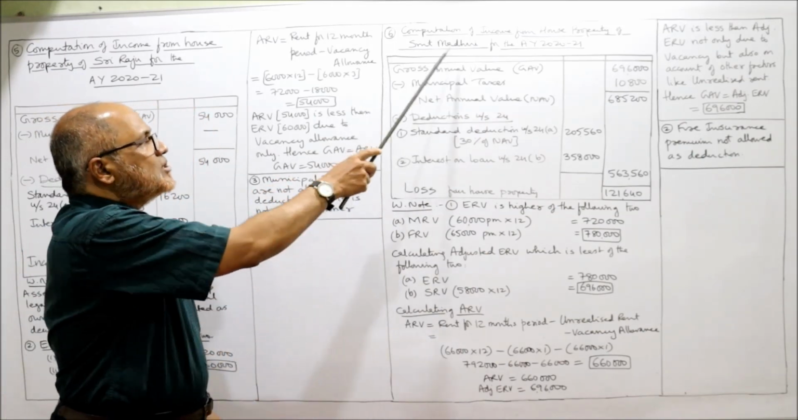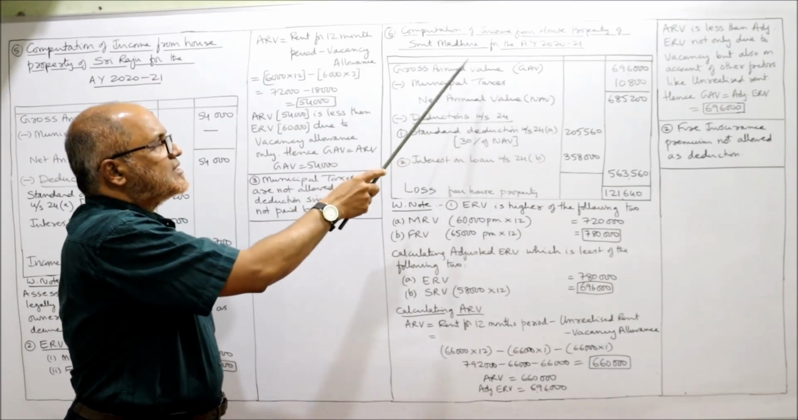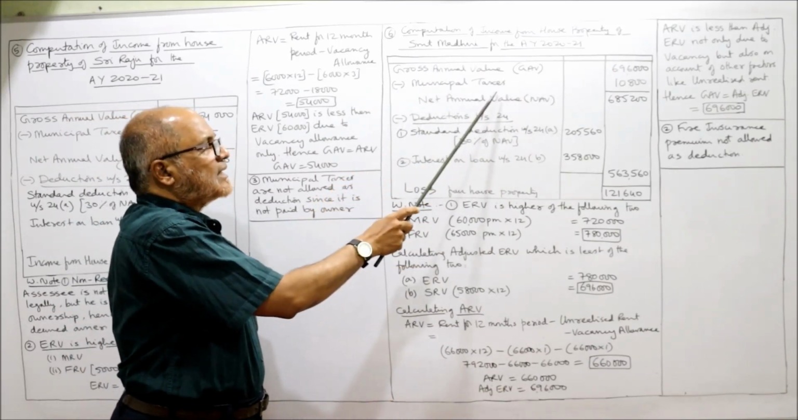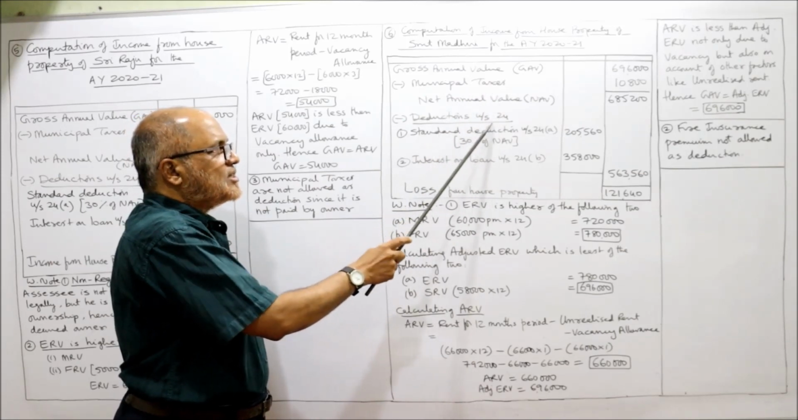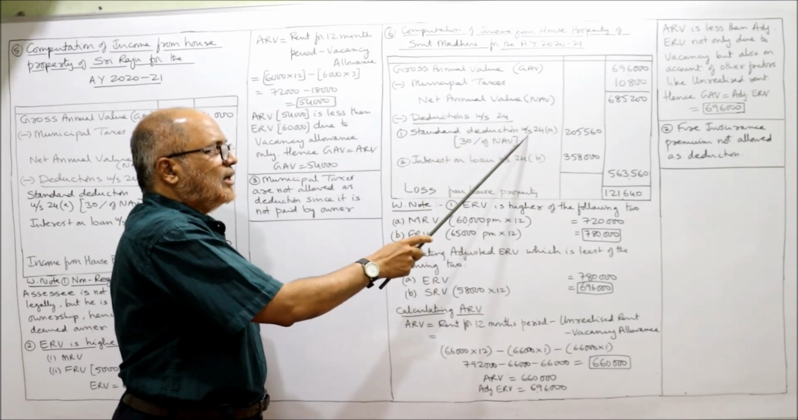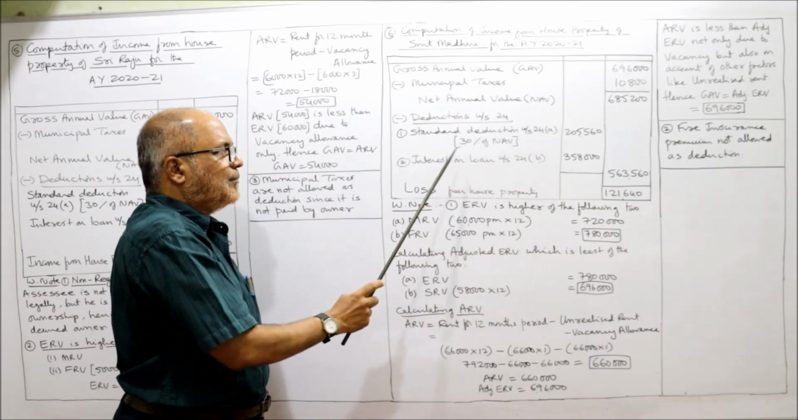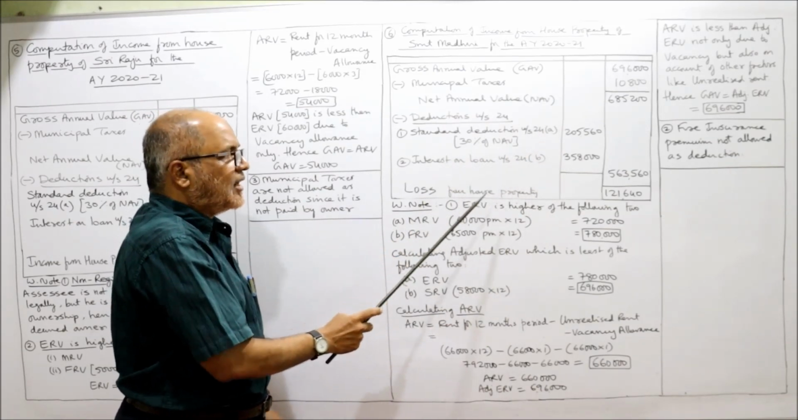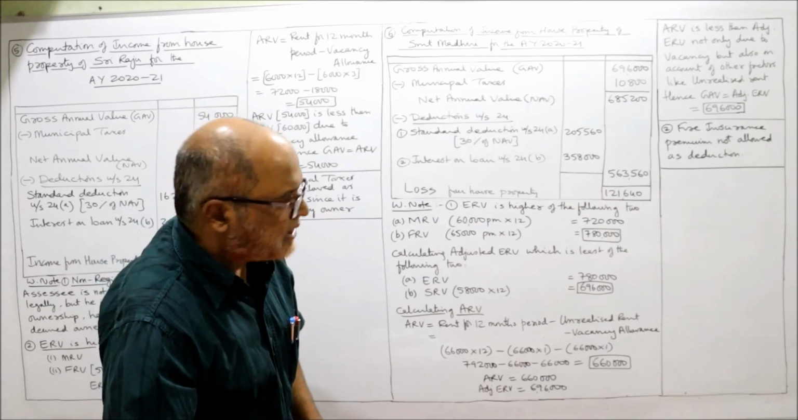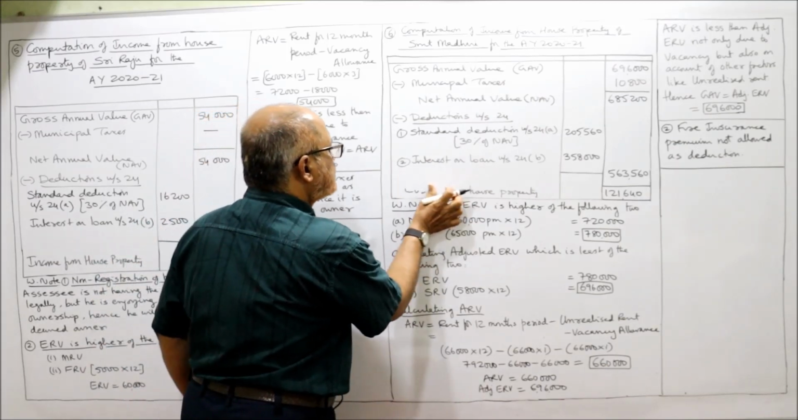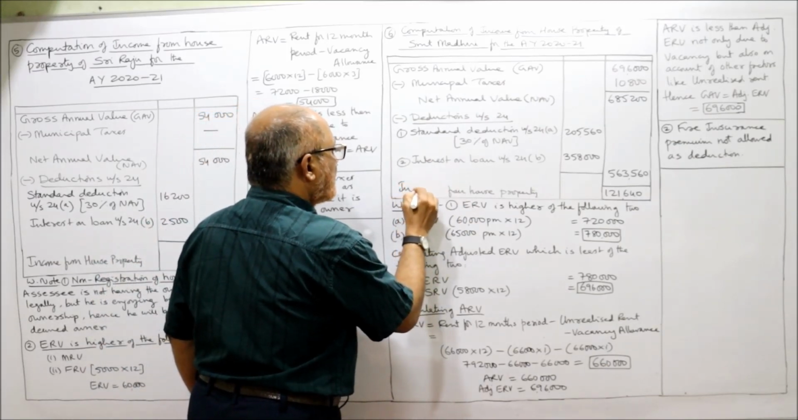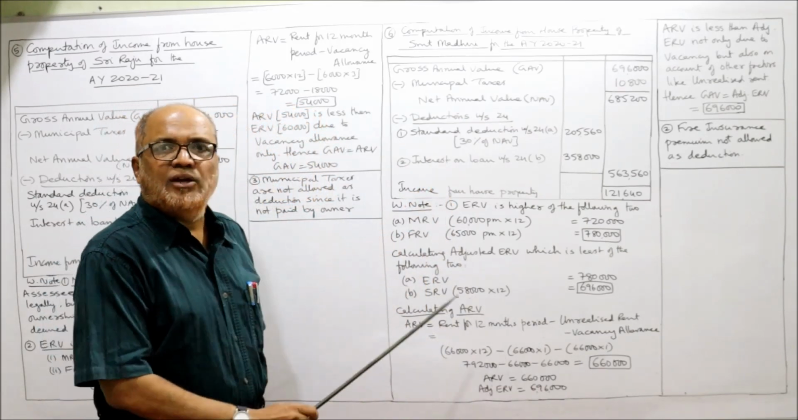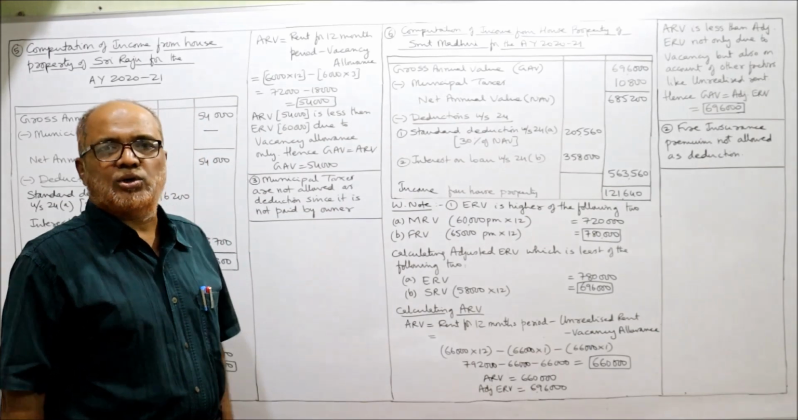That is the new point. Now see, computation of income from house property of Srimati Madhavi for the assessment year. Gross annual value, GAV, we have to calculate. Municipal taxes. Net annual value, deductions under section 24, standard deduction 24A, 30% of NAV, interest on loan under section 24B. Here we are getting, not loss, it is income from house property. Now, working note, concentrate on the working note.